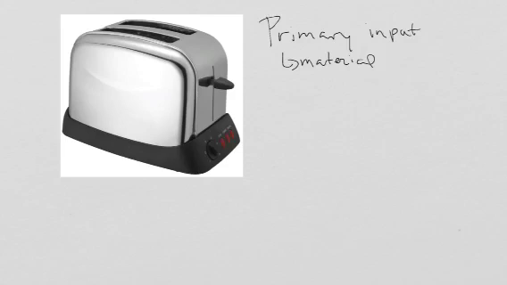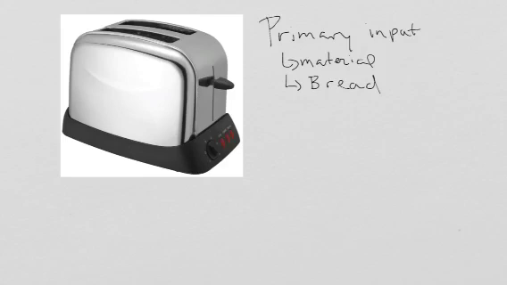Okay, and think about it. What is the point of a toaster? What is its overall function? It's to toast bread. Okay, you don't have any bread, you're not going to toast anything. So the primary input here is going to be bread. Now, secondary inputs. You've got to ask yourself two questions here. Do we need any other materials? Nope.